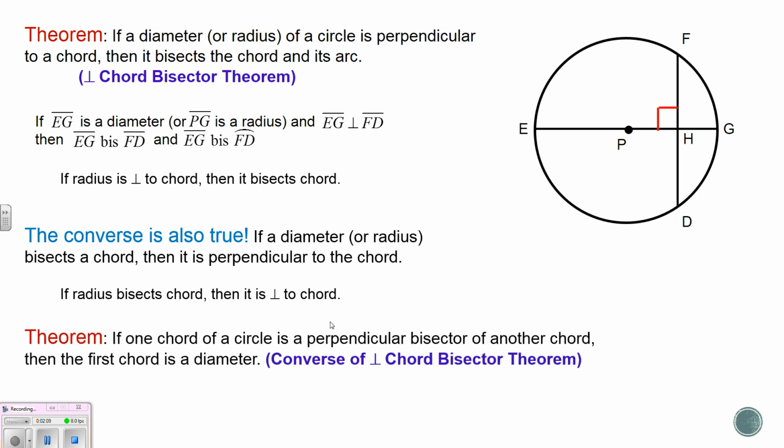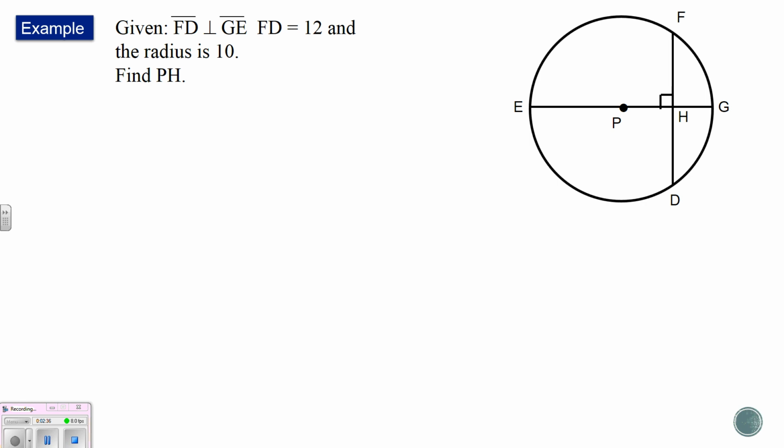All right, so let's see. The next theorem is if one chord of a circle is a perpendicular bisector of another chord, then the first chord is a diameter. So this is really the converse of the perpendicular chord bisector theorem in its true sense. So let's go take a look at how this information is going to be useful.